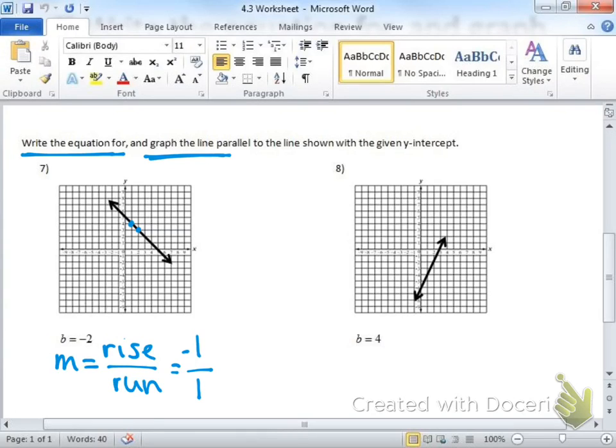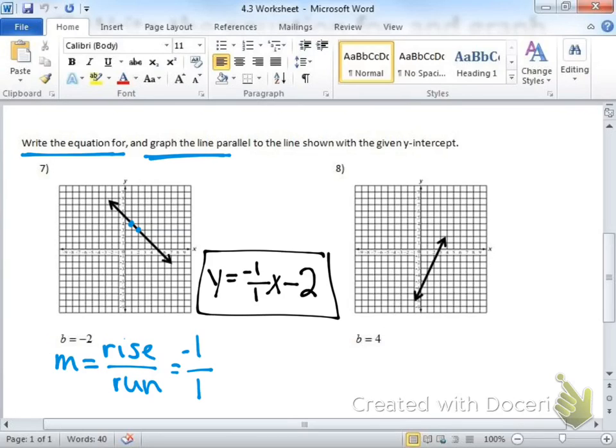So what is my equation? This is the important part. My equation is y equals -1x plus -2 or just -2. So this is my equation. That's half the work. The other half is to graph that.